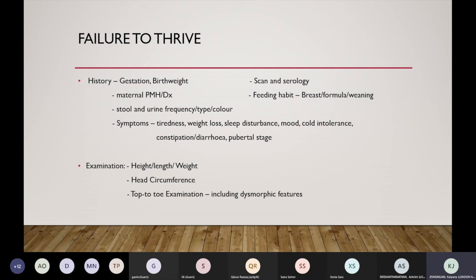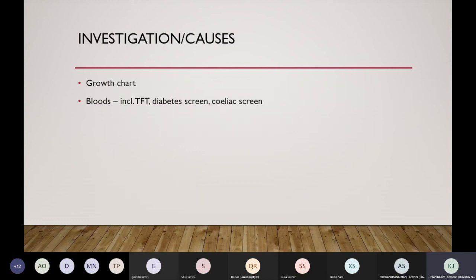Very, very important. And in OSCE stations, always mention it. It's always a bonus point, because then you can see the trend and see whether they are falling off the centiles, or whether they have always been on the lower side but are following the trend, which is again reassuring.